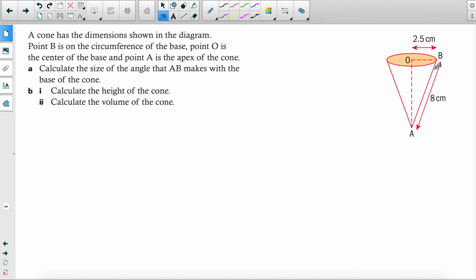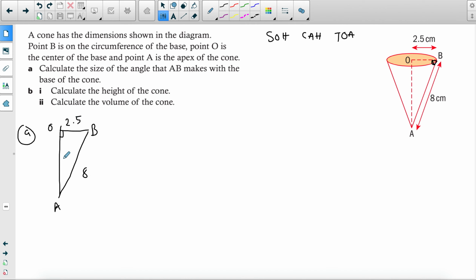So the angle that AB makes with the base is this angle, so we're looking at it here. And you can clearly see the right angle AOB that is shown. So for part A, we're looking at the right angle triangle AOB. Because it's a right angle triangle, we can use the trig ratios. So we have AB as 8, OB as 2.5. We can find AO, but right now it's not necessary. This is the angle we're missing.